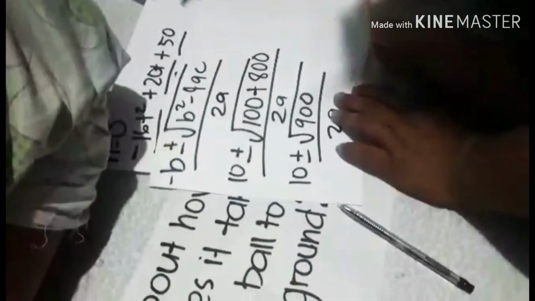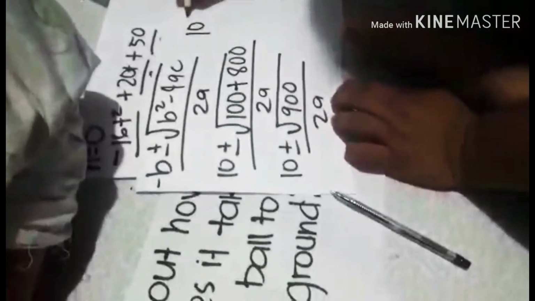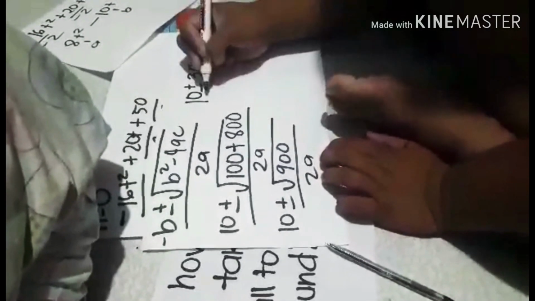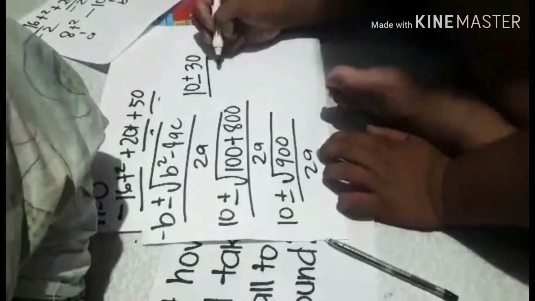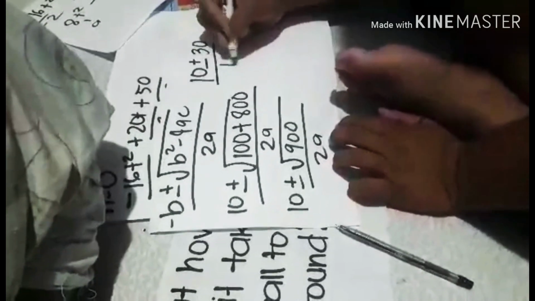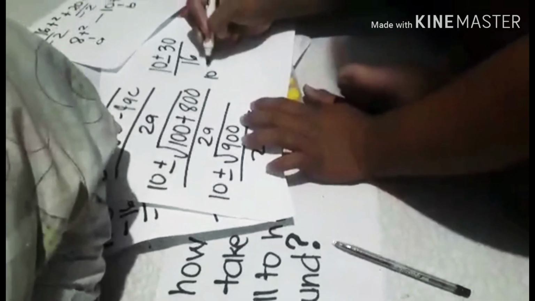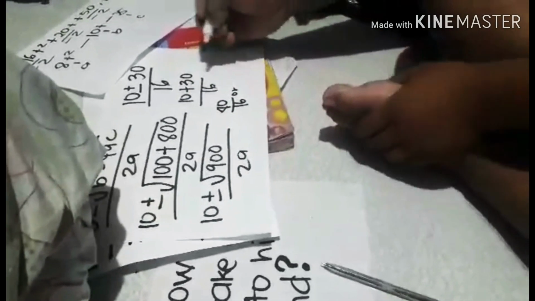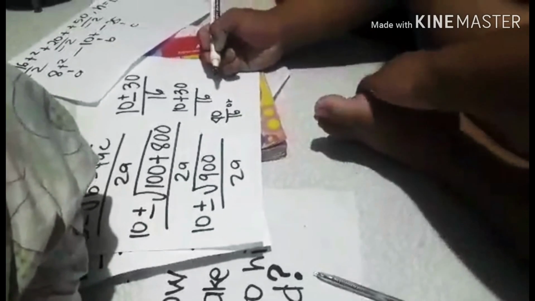Here we go. 10 plus or minus square root of 900, which is equal to 30, over 2 times a. 2 times 8 is equal to 16. I will use first the addition operation: 10 plus 30 over 16, 40 over 16, or 5 over 2.